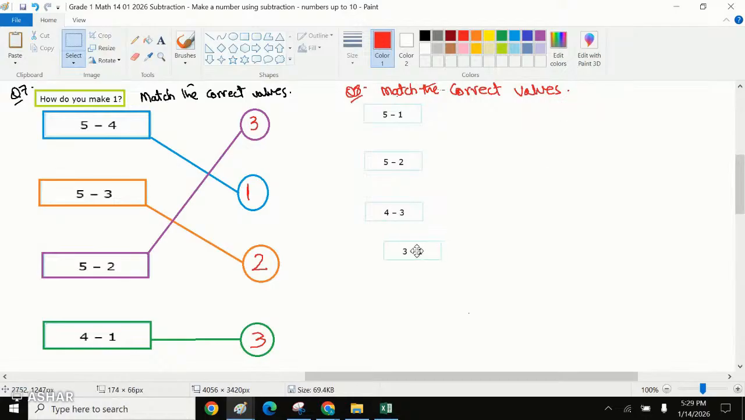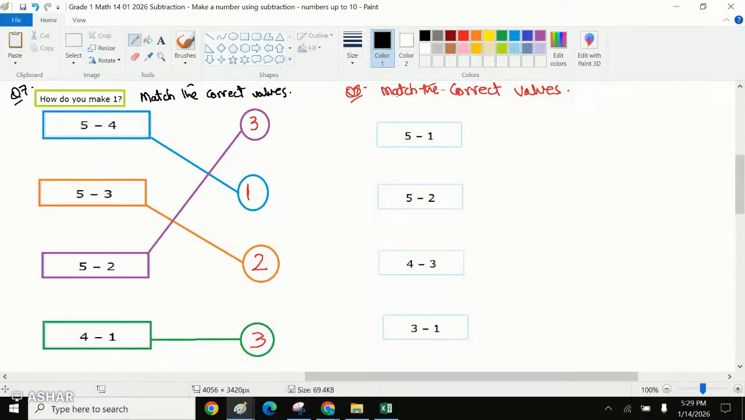3 minus 1. If these were the 4 options given to us, and the options I can write down as, we can say this was 4, 1, 2, and 3. No, 1 minute.